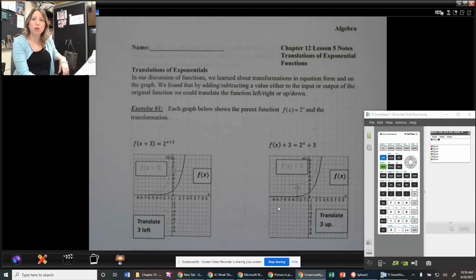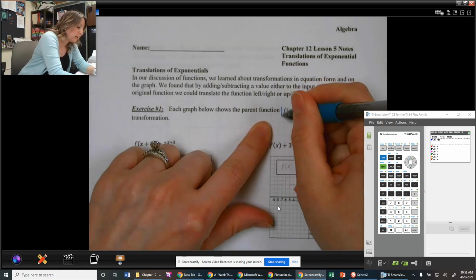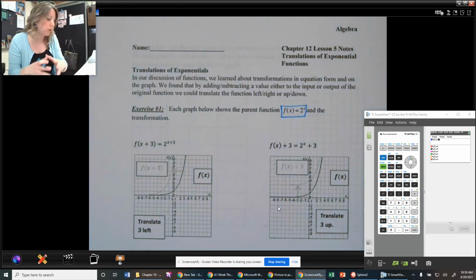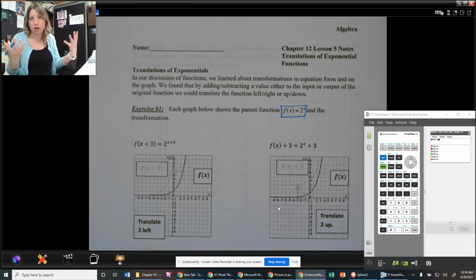Algebras. Welcome to your Chapter 12, Lesson 5 notes on translating or moving our exponential functions around the xy axes. We're going to start by talking about the very basic function of f of x equals 2 to the x power. This is our classic doubling function that we have graphed so many times at this point. So this is old hat to us. We've been doing this one for a while.